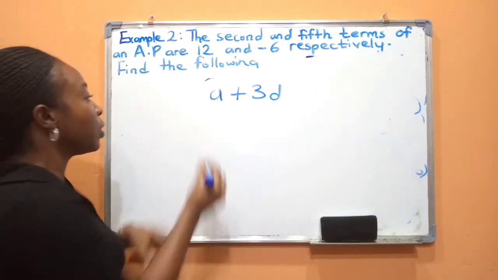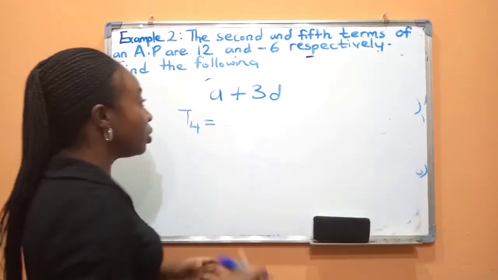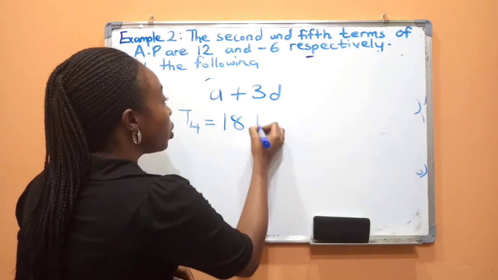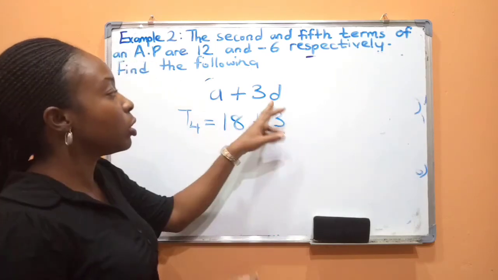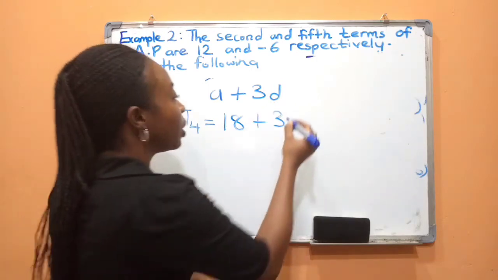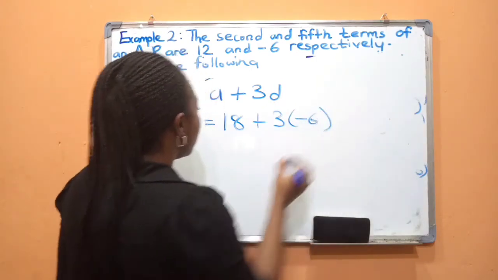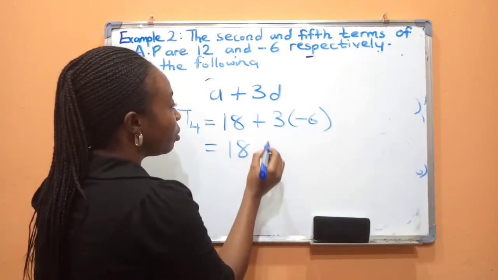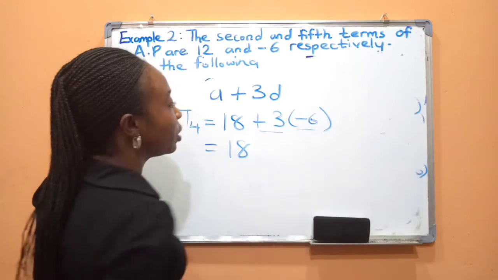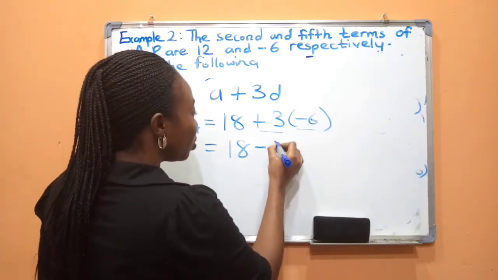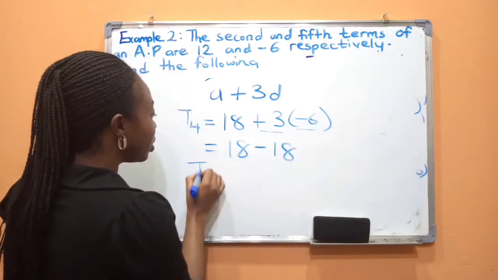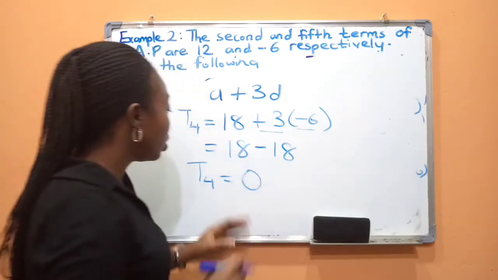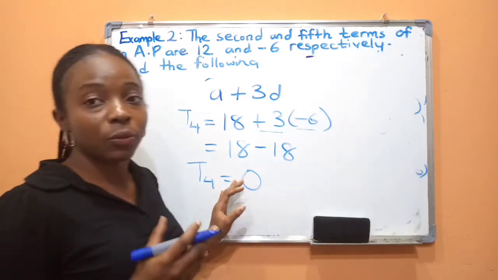So for us to find the fourth term, which is T4, we know that our first term is given as 18. So we are going to have 18 here plus 3. And then what's the common difference? We got our common difference as -6. So we're going to have 18 plus 3 times -6, which gives us -18. Okay, so that means our fourth term is going to be 18 minus 18, which is 0. So this is how we go about finding the fourth term.